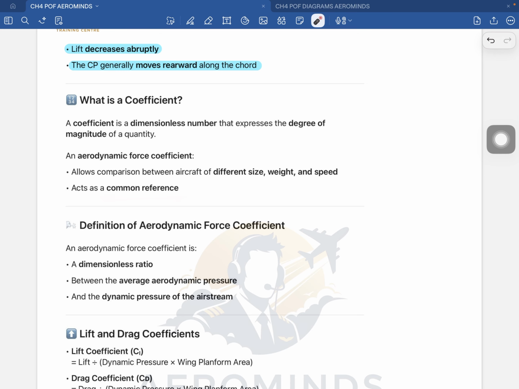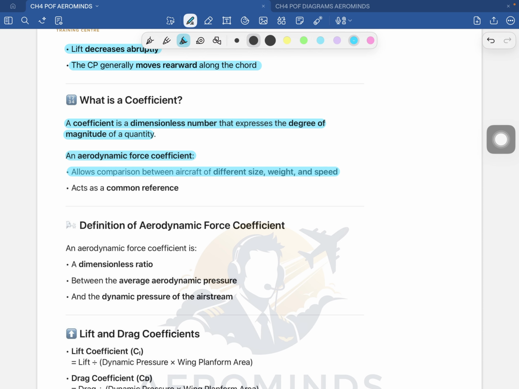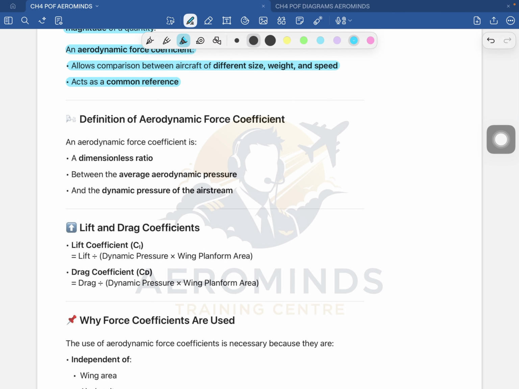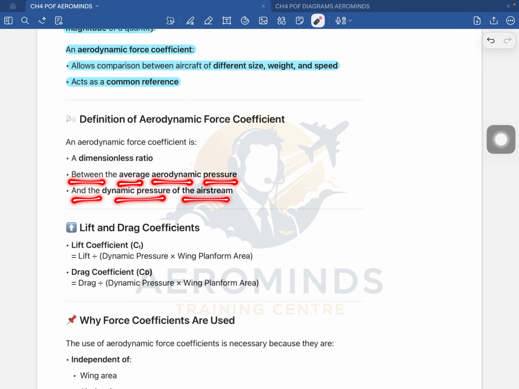Okay, we'll mark this. A coefficient is a dimensionless number that expresses the degree of the magnitude of a quantity. An aerodynamic force coefficient allows a comparison between aircraft of different sizes, weights, and speeds, and it acts as a common reference. Now, an aerodynamic force coefficient is actually a dimensionless ratio between the average aerodynamic pressure which is acting on a surface and the dynamic pressure of the airstream.